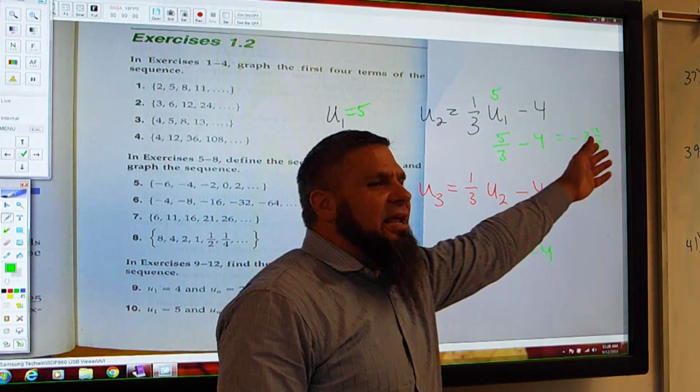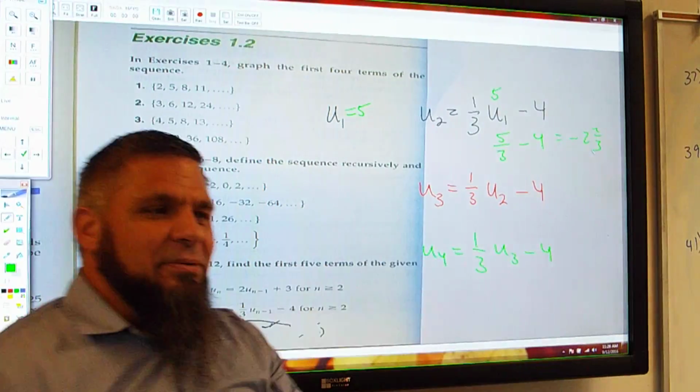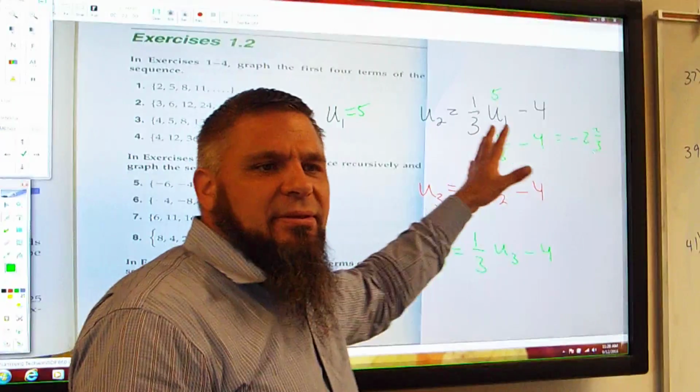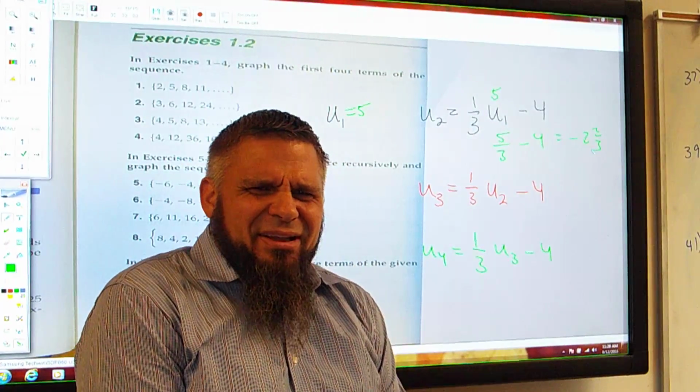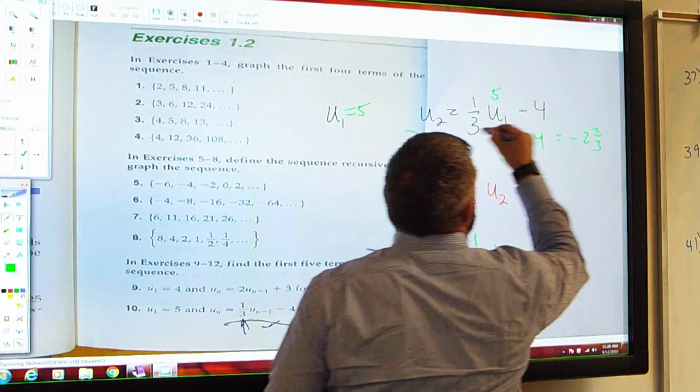And then we're going to plug in negative 2 2/3 and multiply it by a third and subtract 4. You see what I'm saying? Pretty nasty stuff, right? The key isn't about the math. You can plug that in your calculator and do the math, right? So the key is to understand this.